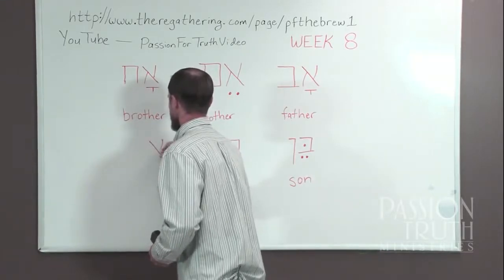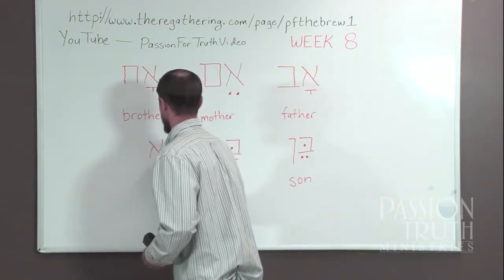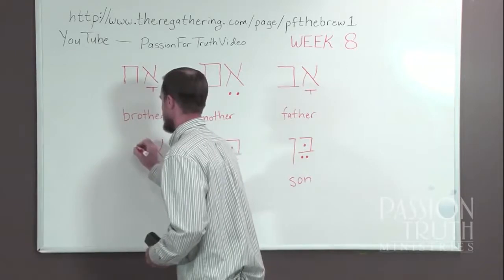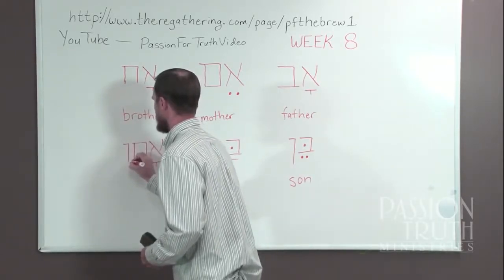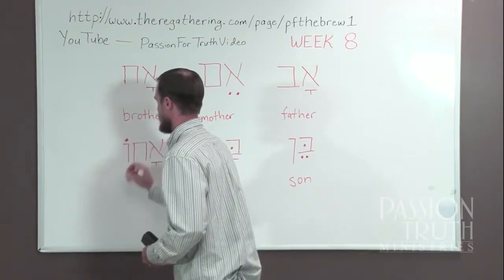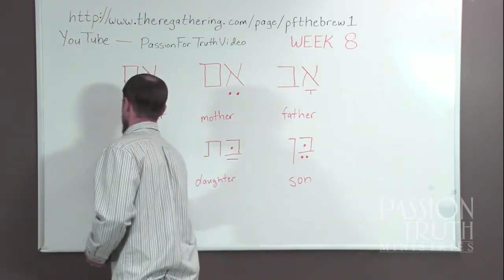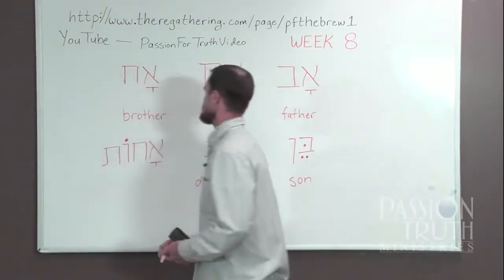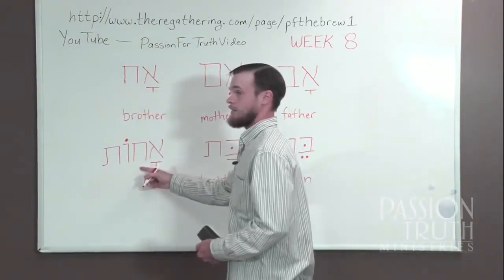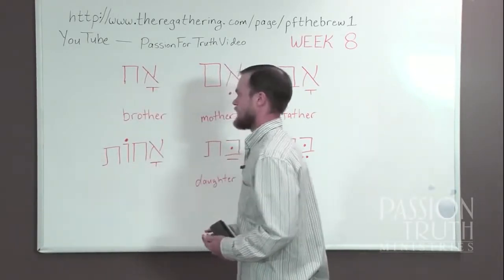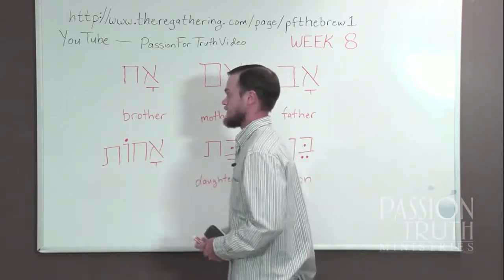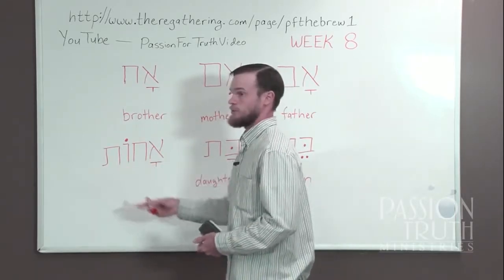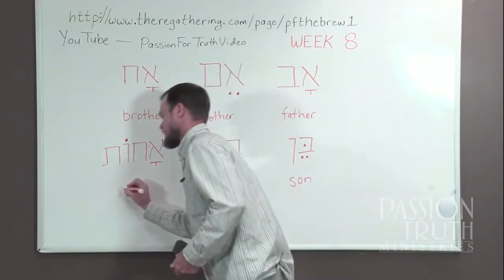And its feminine counterpart: aleph, the kametz beneath it, followed by a chet, followed by a vav with a cholam, followed by a tav. So the same beginning, ach. Vav with the cholam makes a long O sound. And then the t of the tav, so achot. Achot is a sister.